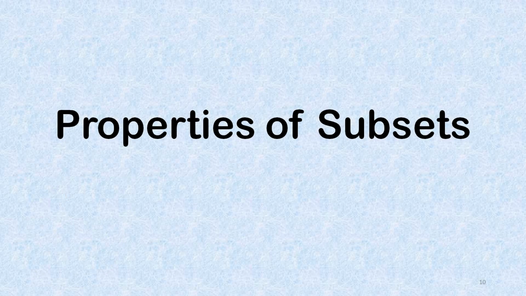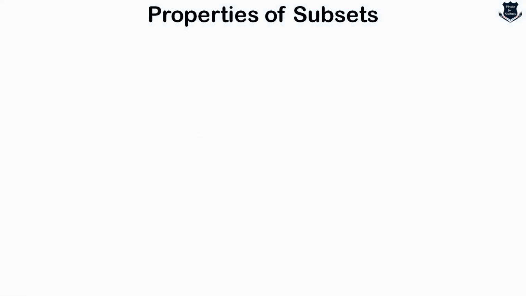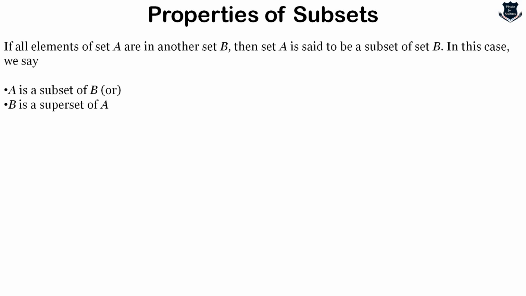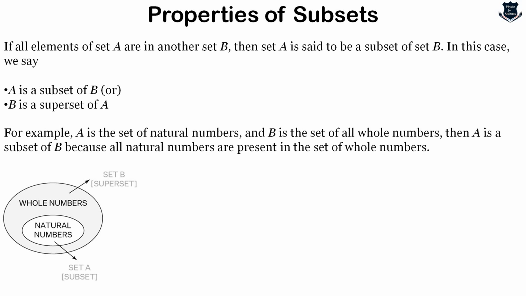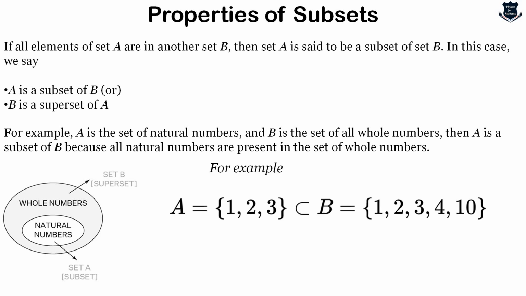Okay, some of the important properties of subsets. What are those? Say for example, if every element of set A is present in another set B, then set A is said to be a subset of set B. That means A is a subset of B, or B is a superset of A. Don't worry what a superset is, I will be coming to that. If I take an example, A is the set of natural numbers and B is the set of whole numbers, obviously then A is a subset of B, because all natural numbers are automatically present in the set of whole numbers.